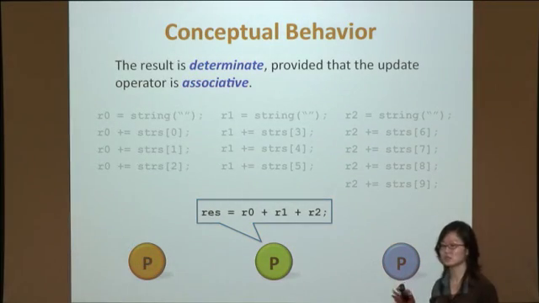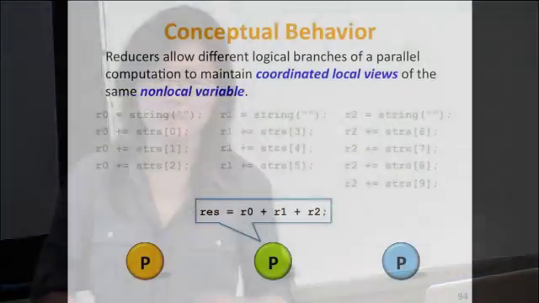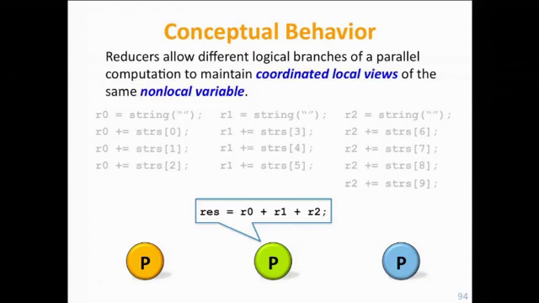So the result is determinate, provided that the operator is associative. And in this case, string concatenation is associative. And note that it just needs to be associative. It doesn't have to be commutative. Okay. And so, in short, the reducer allows different logical branches of the parallel execution to maintain coordinated local views on some non-local variable.